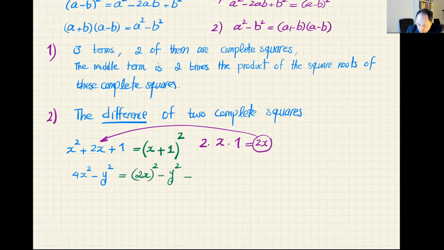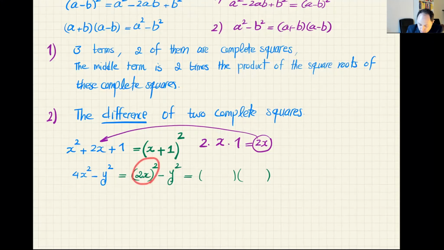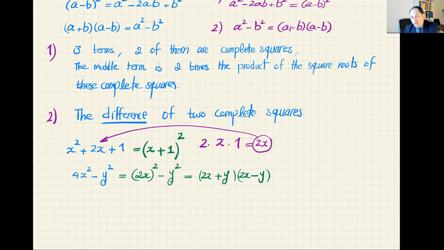So what I do, I open two pairs of brackets. I take the square root of this one, which becomes 2x. I put it here and there. And then I take the square root of this one, which becomes y. I put it here and there. One of them should be positive, the other one should be negative. Which one you choose to be positive, which one to be negative is completely arbitrary. It doesn't matter. So that is also the conjugate pattern.